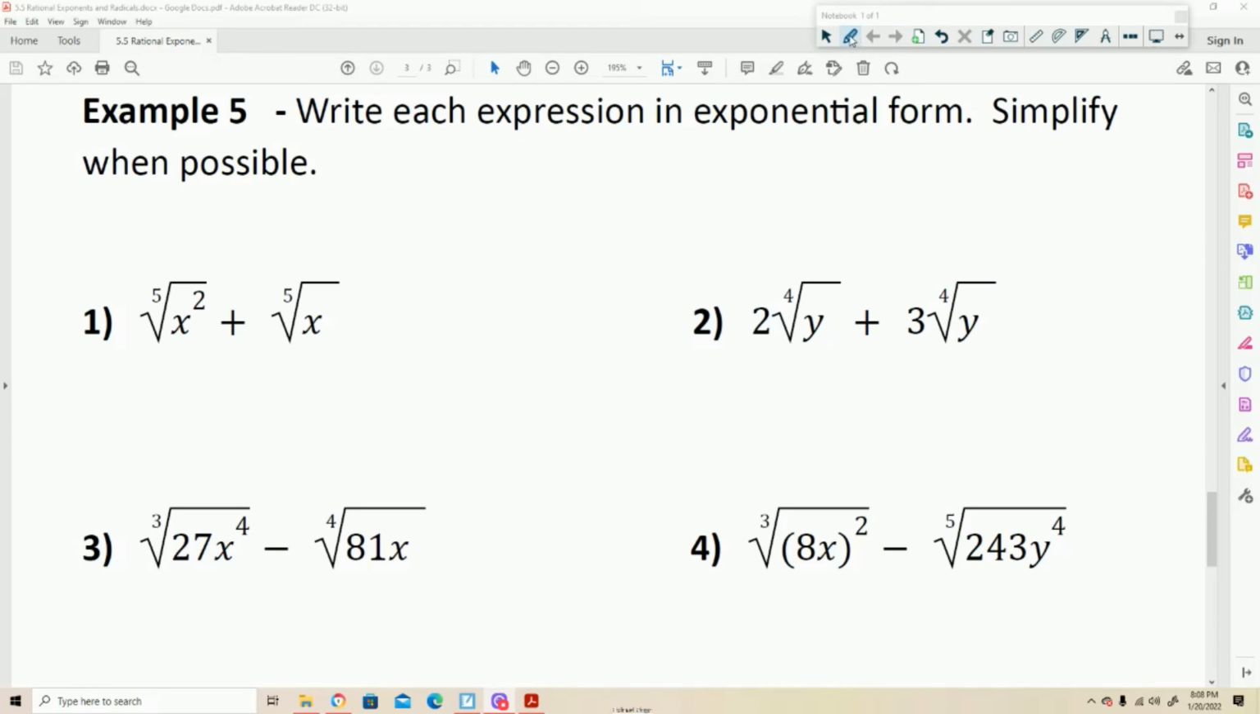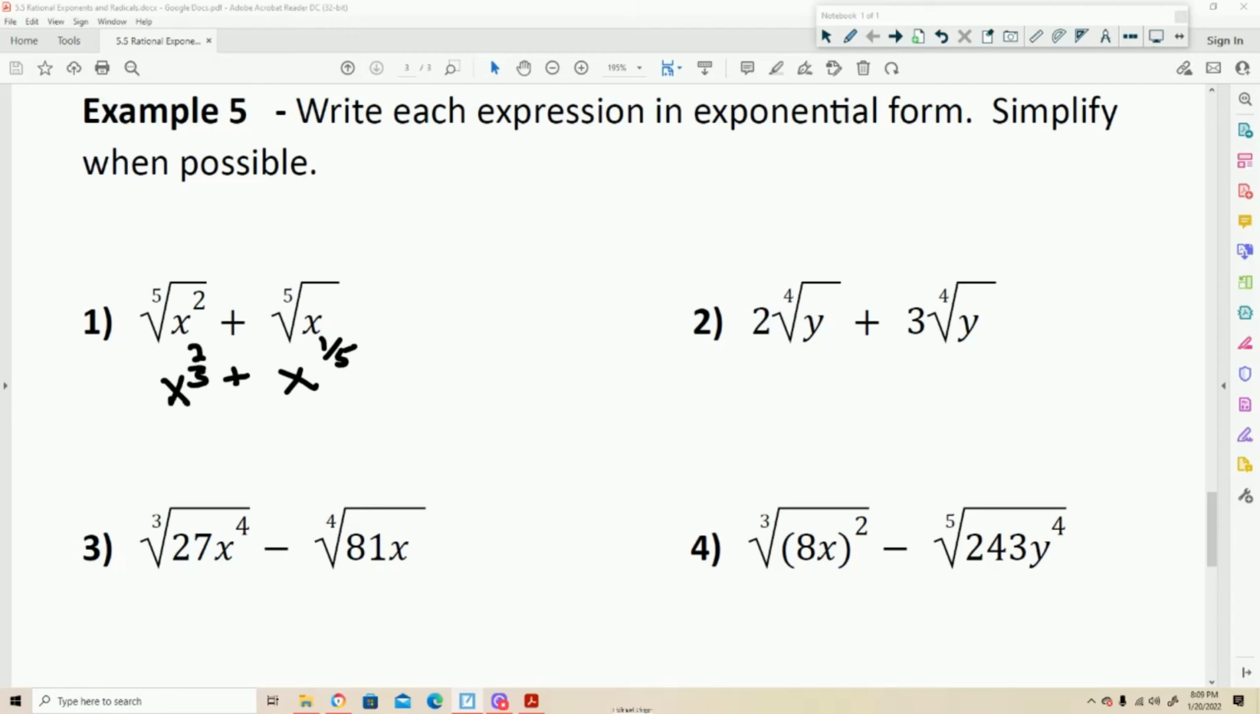We're looking at example 5. So it says write each expression in exponential form, simplify when possible. Okay, let's look at the first one. We're going to put each part here in exponential form. So the first one's going to be x to the 2/5, and this is going to be x to the 1/5.